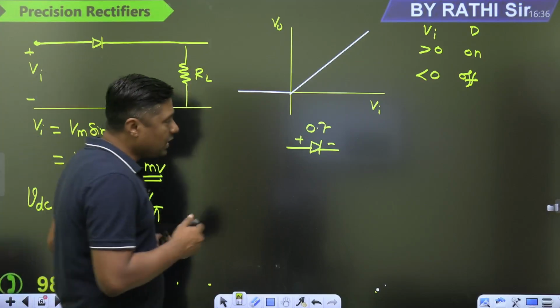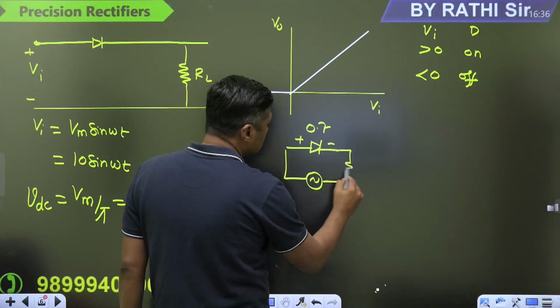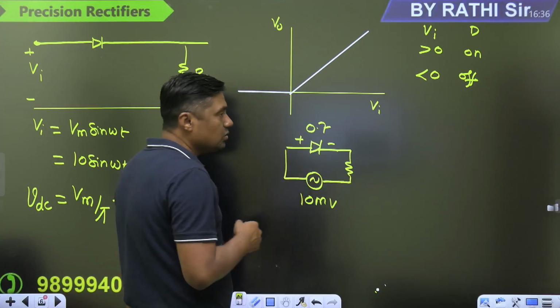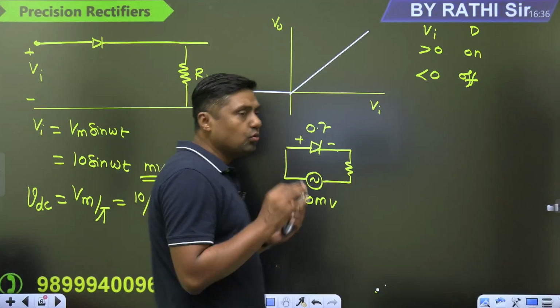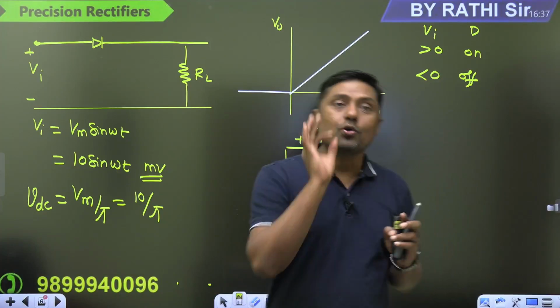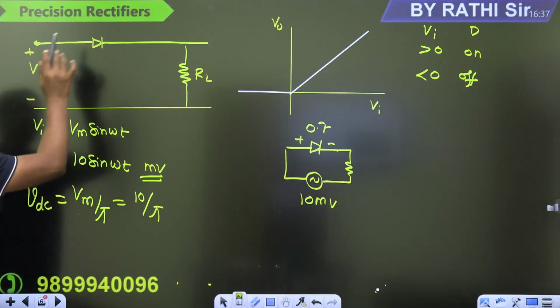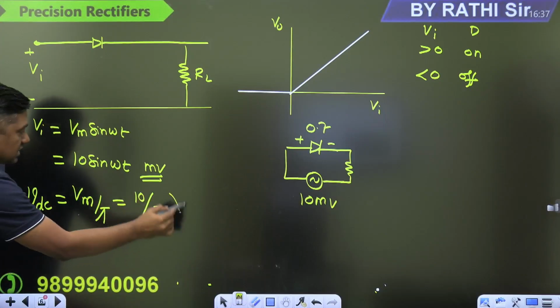So when we are applying the highest voltage here, what is the highest value? 10 millivolt. Tell me guys, is this diode on? No. For the full range of the input, the diode will remain off. Right? And what is the output? 0. If we are applying this signal here, then for the full range of the input the diode will remain off, and that is the wrong answer.